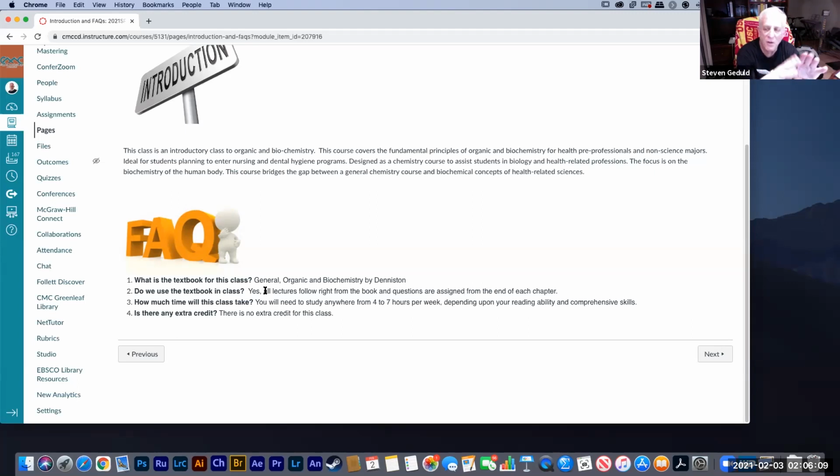You will have all the PowerPoints, just like you had a class before. All the PowerPoints follow the textbook. We're going to go right in order. We're going to start on chapter 10. Chapters 1 through 9 is your general chemistry. Chapters 10 through, I believe it's 15, is organic. 16 through 23 is your biochemistry. We're going to follow that right in order.